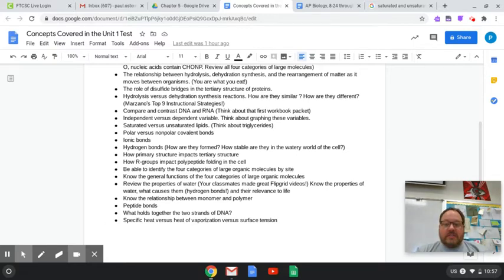What holds together the strands of DNA? Magic. Right? Now it's hydrogen bonds between those nitrogenous bases. So again, since the hydrogen bonds are relatively easily disrupted, that means that you can separate the strands relatively easily and copy the information down or use the information to make RNA, that kind of stuff. Specific heat of vaporization, surface tension. Again, review those properties of water and think about how they impact life, ways in which they impact life.